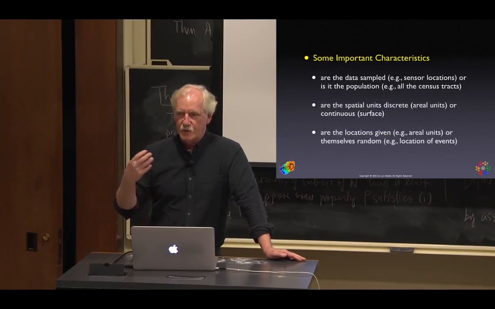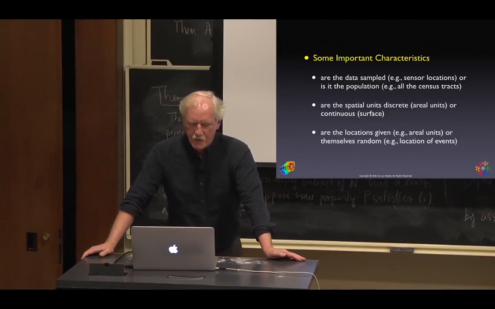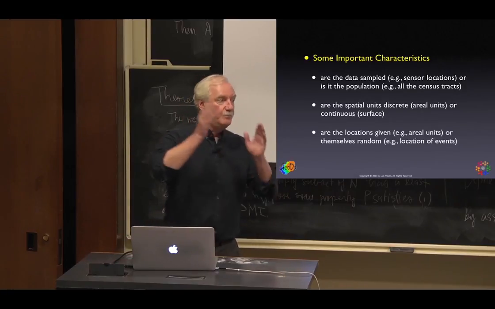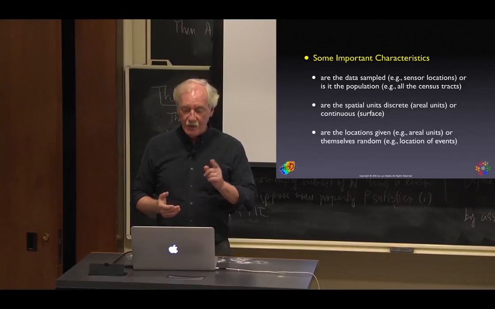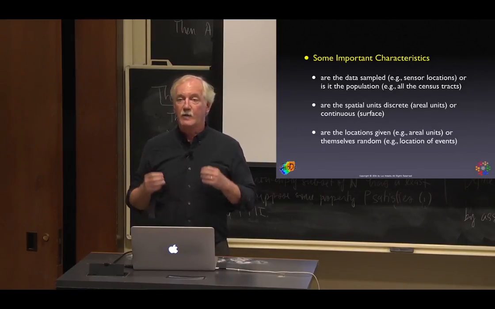And then statistically, the question is, are the data sampled, or do you have everything there is? For example, all the census tracts in the city. That's a population, or is it? We'll talk about that. Are the units discrete? So discrete units, census tracts, sensors, or is it a surface? And are they given census tracts, or are they themselves random?